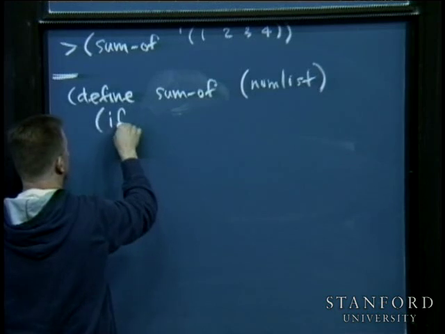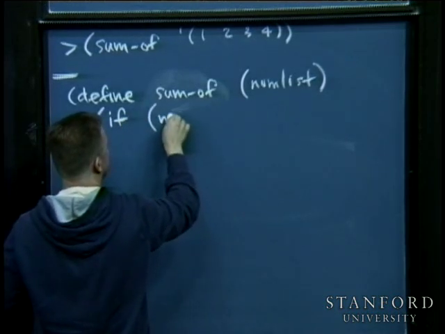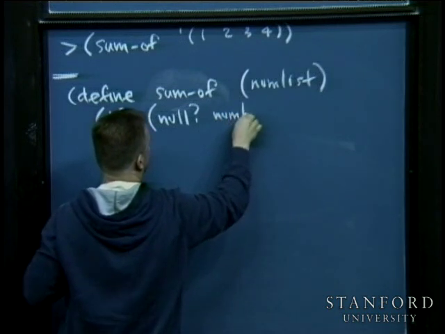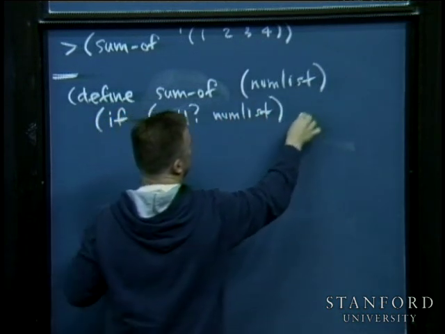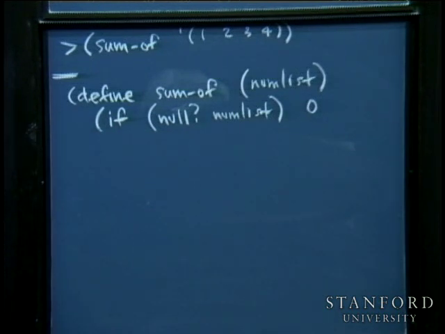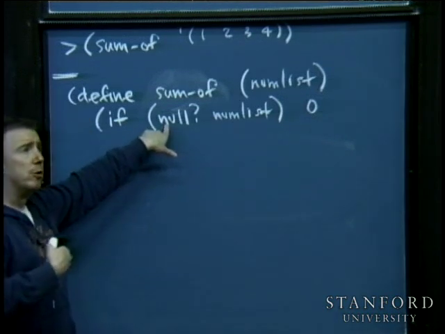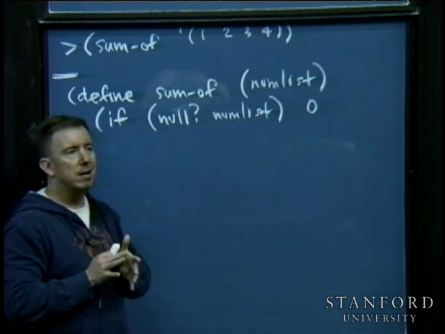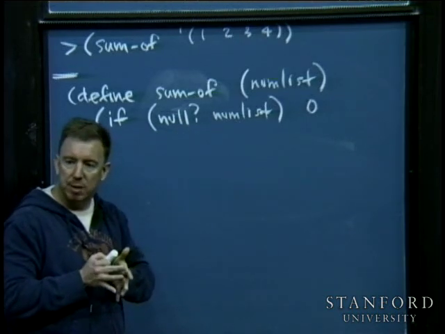If it's the case that null? numList, then return 0. The if is exactly what you'd expect. It needs 3 parts to follow it: a test, an if portion, and an else portion. The else portion is technically optional, but I want you to pretend it's not optional. Null? actually comes back with true if and only if this thing evaluates to the empty list. If it is empty, then trivially it's the case that all the numbers in this empty list add up to 0.